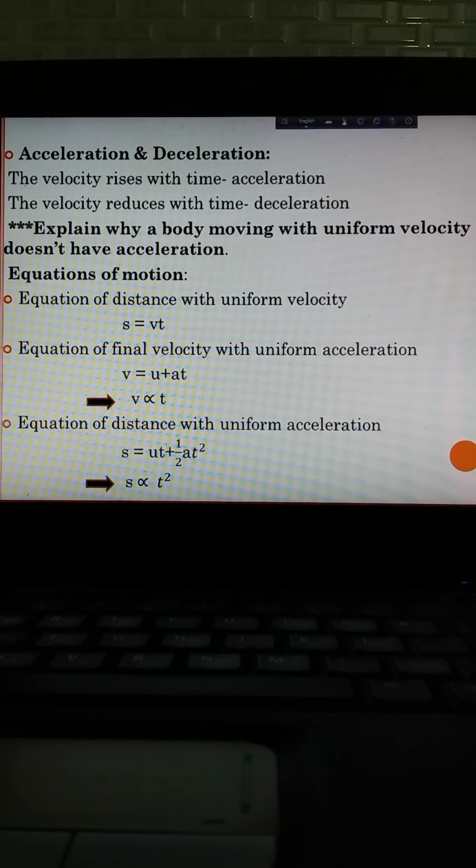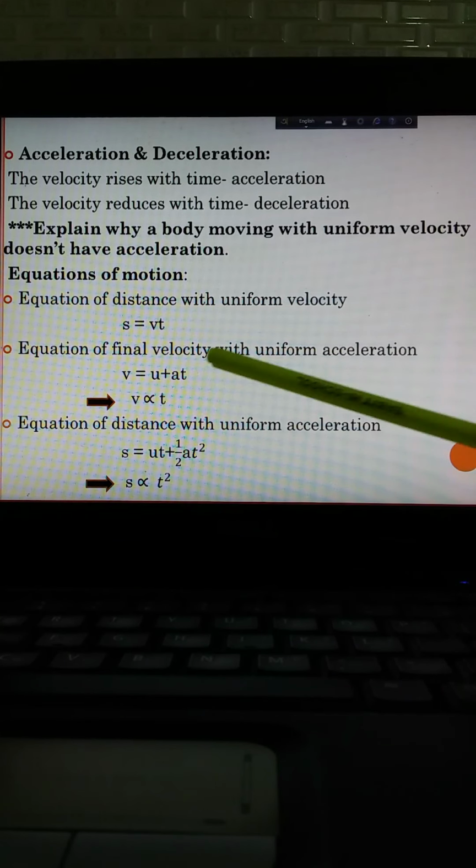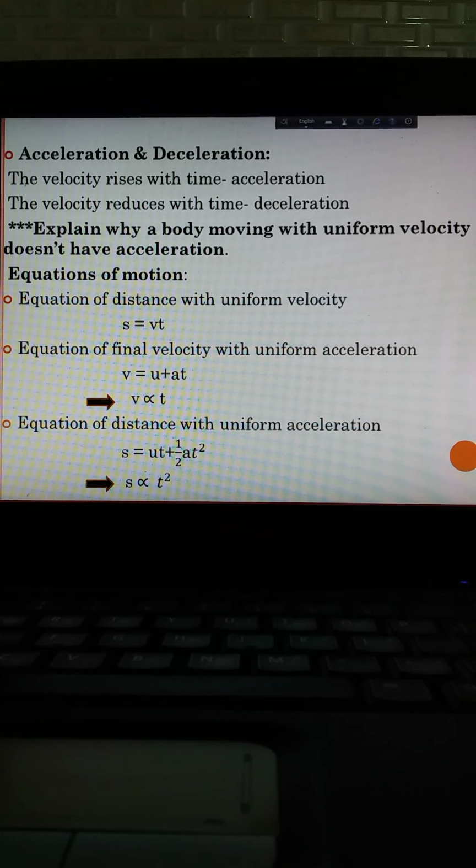What information can we get from this line? The relation between the velocity of an object moving with uniform acceleration and time is proportional. If an object moves with uniform acceleration, then the relation of velocity and time will be proportional. We can show it, we can solve it, we can prove it. If a comprehension based question comes, we can write this for that type of question.